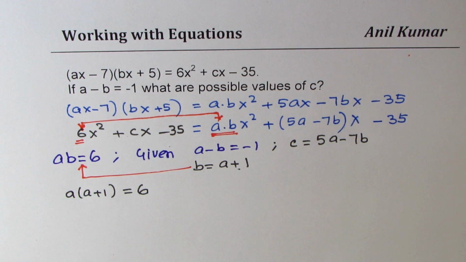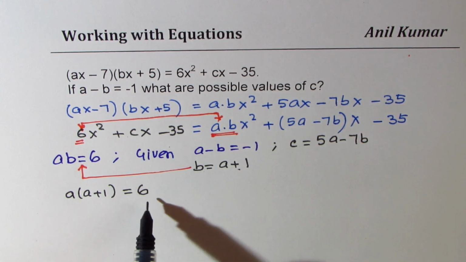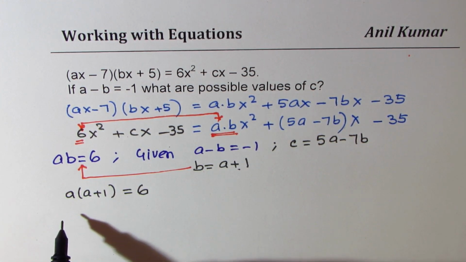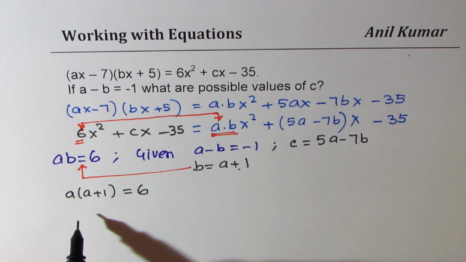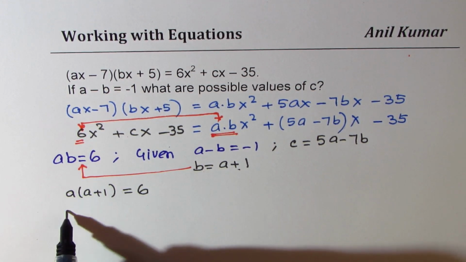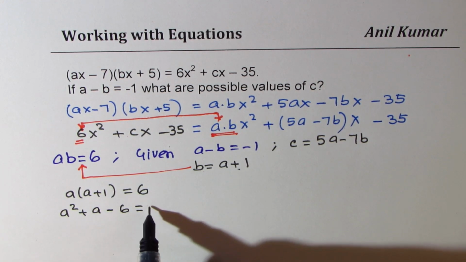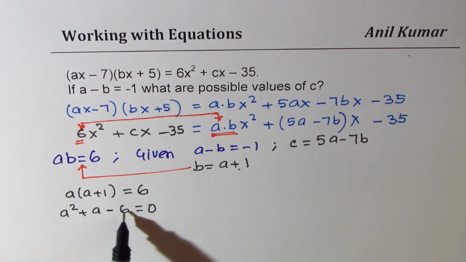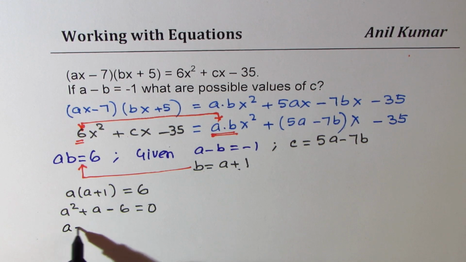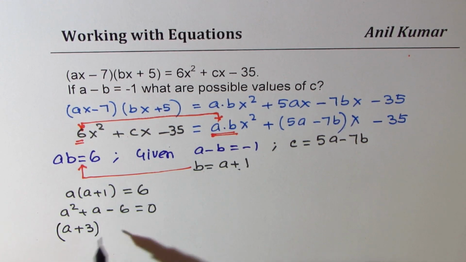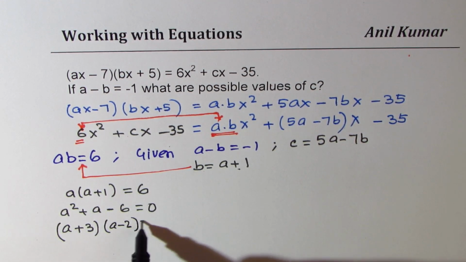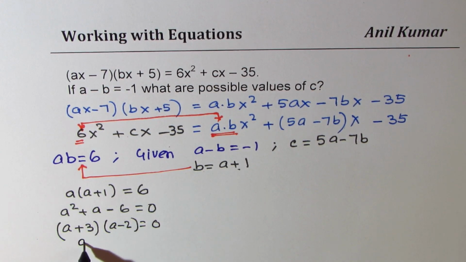So this is a very interesting question, good for all students taking admission for good universities. So this is a quadratic equation. Let's solve. So what do we get? We get b = a + 1. We get a² + a - 6 = 0. So that means 3 times 2. So (a + 3)(a - 2) = 0. So that gives you a = -3 or a = 2.